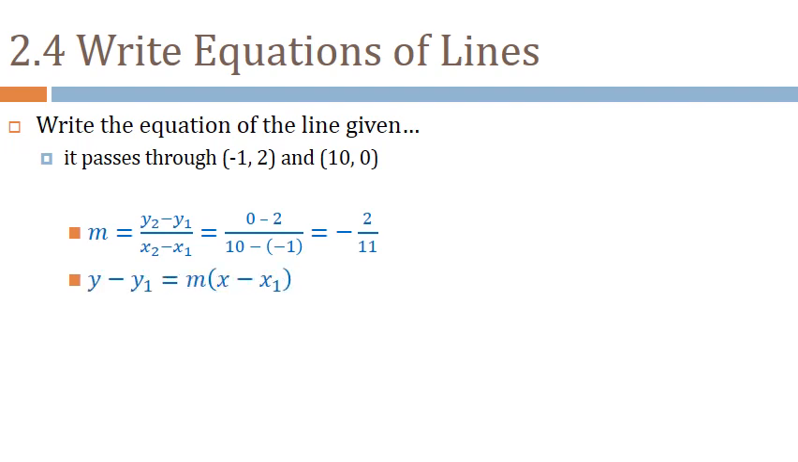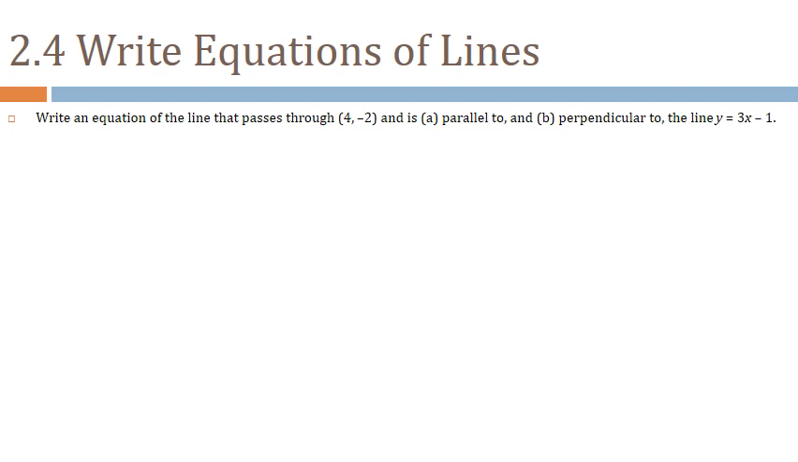Now pick one of those points and your slope and fill in the point slope form. So I filled in the second point. So x1 was 10, the y1 was 0. Fill those in. Distribute, and there's our answer.